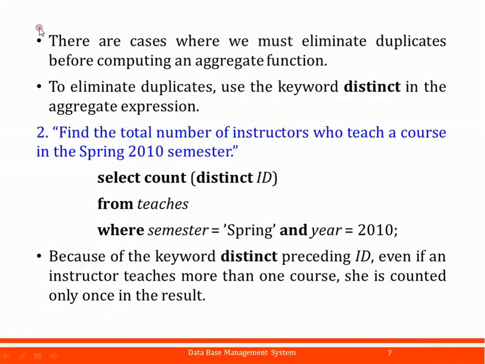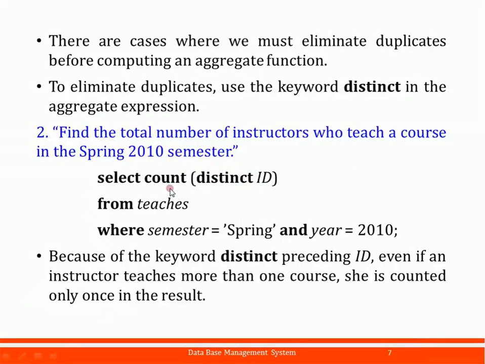A single instructor, for example, the instructor with ID 12, can be teaching 2 courses. Here we have to find only the number of instructors, not the number of courses. So if the instructor is repeated, you have to eliminate that duplicate. For that, I am going to use the distinct keyword.